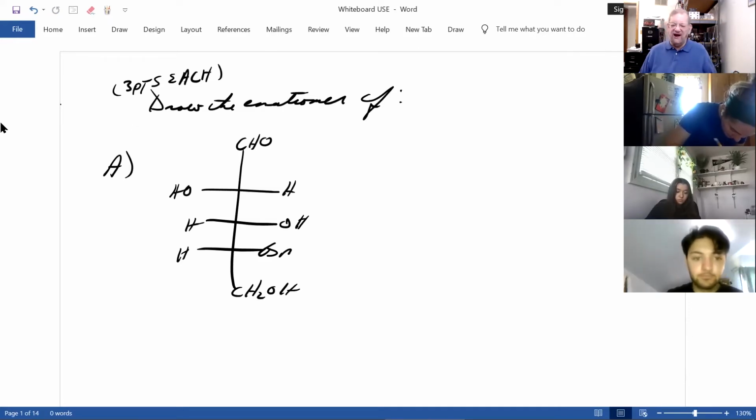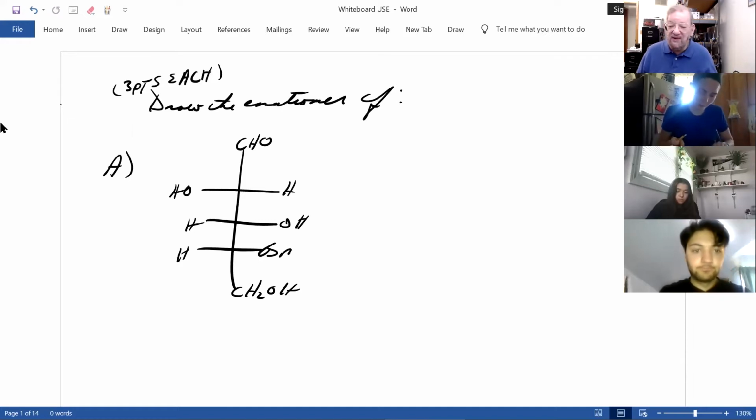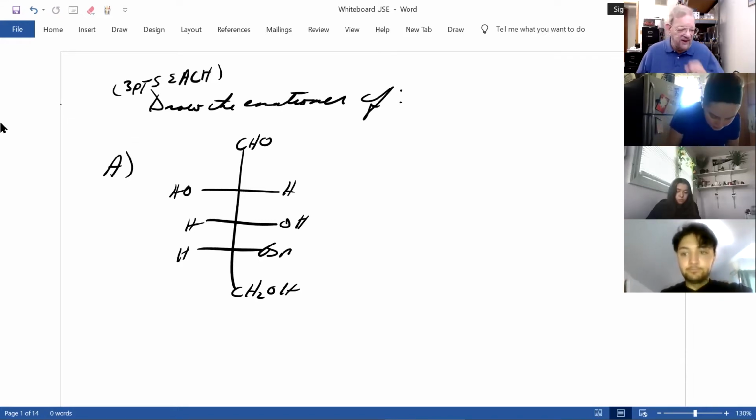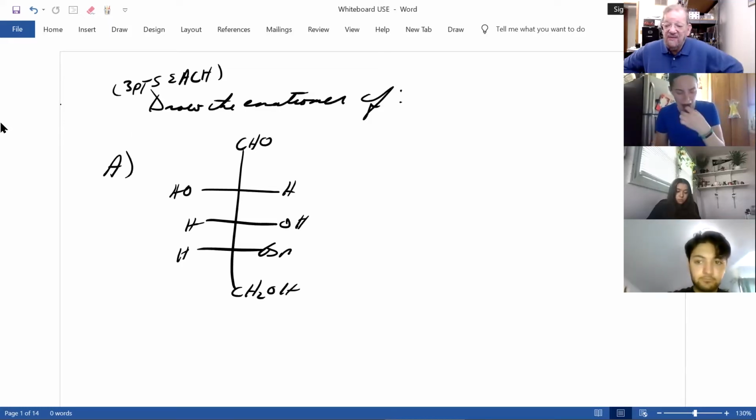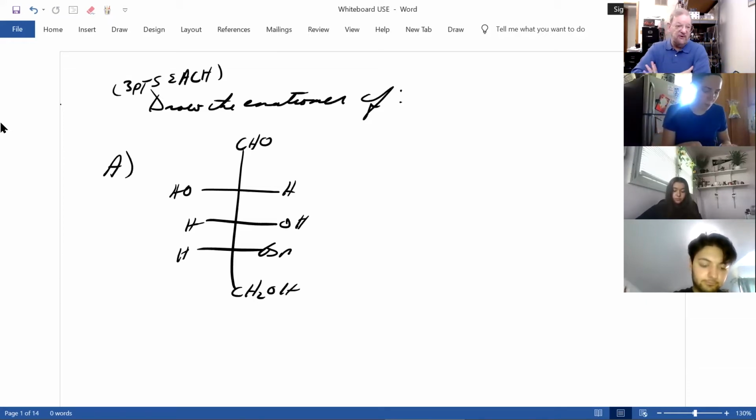Here's one for you to start out this nice, beautiful day. Tomorrow is supposed to be nice and warm. I wonder if I'll have to turn on my air conditioner or not. But anyways, draw the enantiomer of that compound. 3 points each.